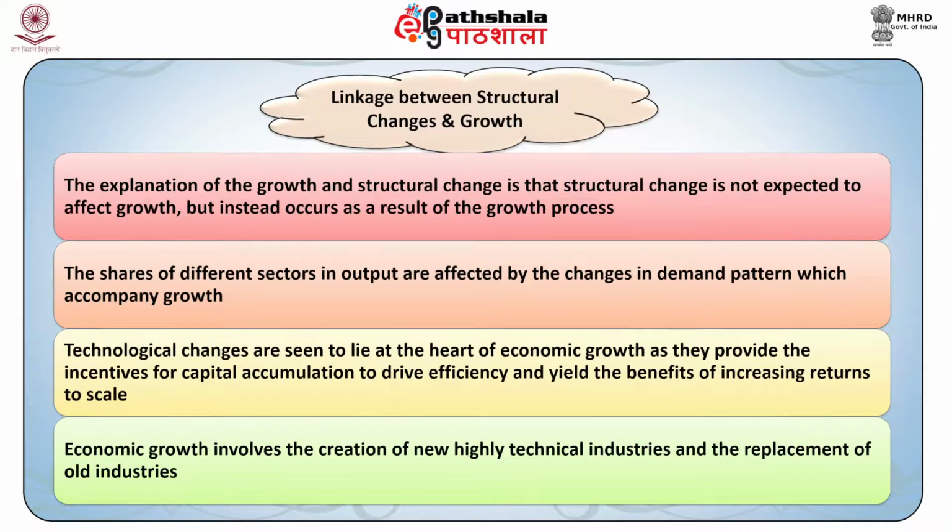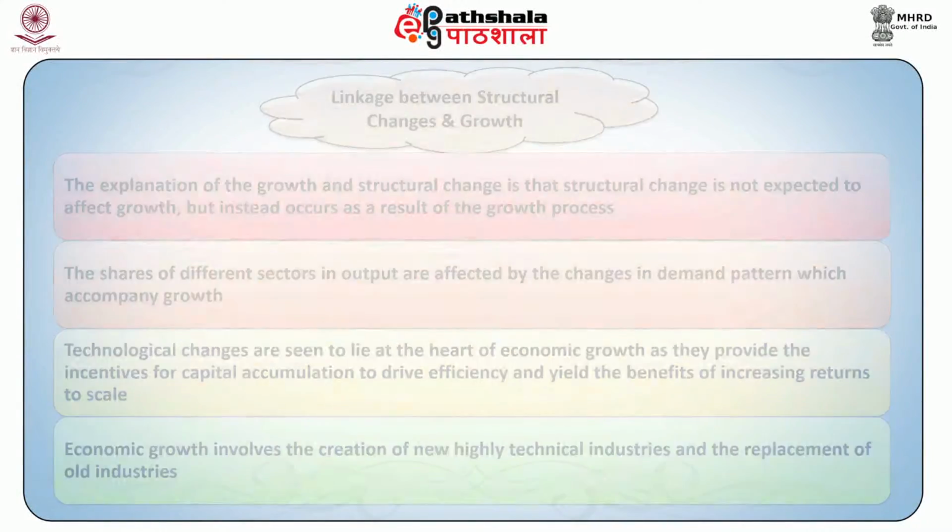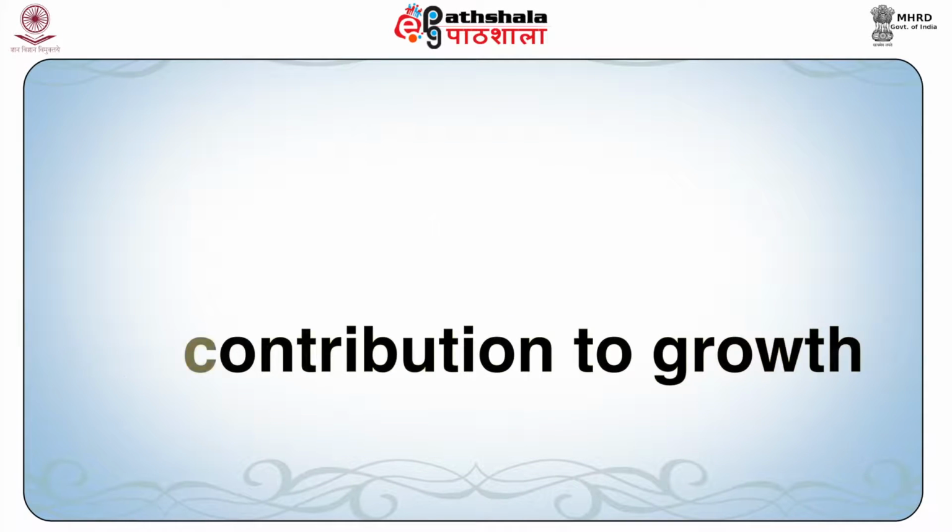The evolution of industrial structure should involve technological sophistication and upgradation, which generates a premium for growth of aggregate productivity in the manufacturing sector. This means that economic growth involves the creation of new highly technical industries and the replacement of old industries. The former drive growth processes by accelerating the pace at which output, employment and productivity existing in the economy grow.